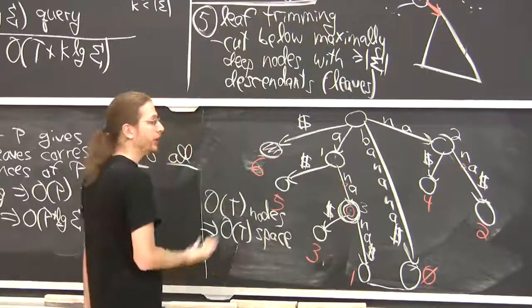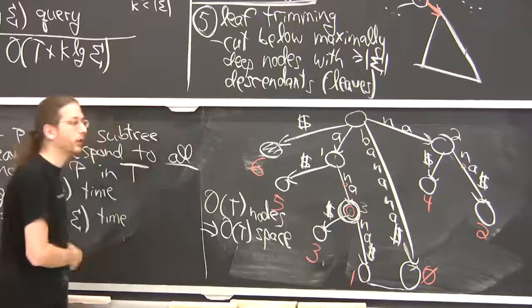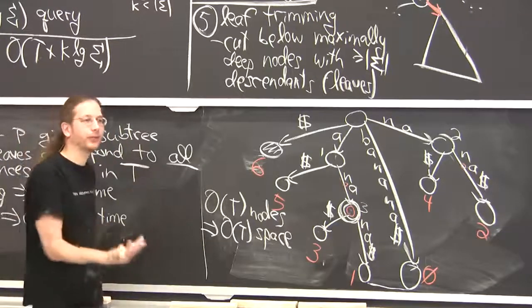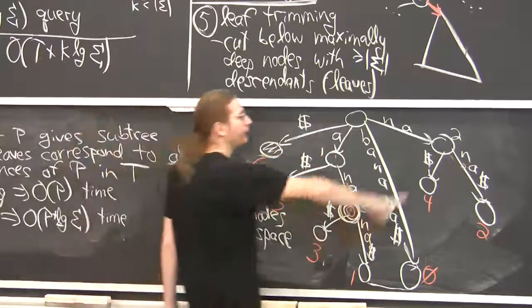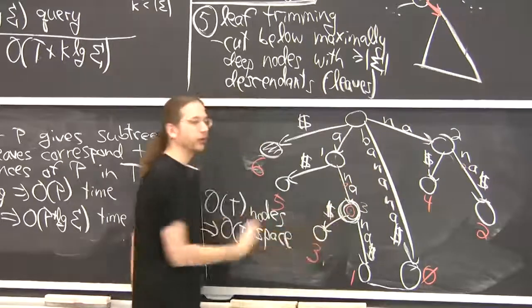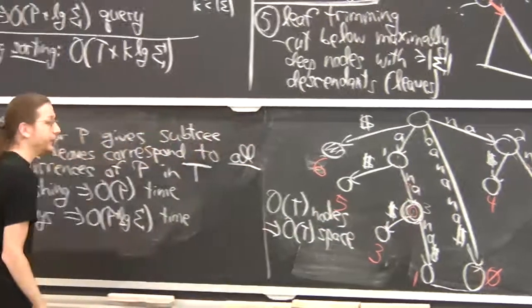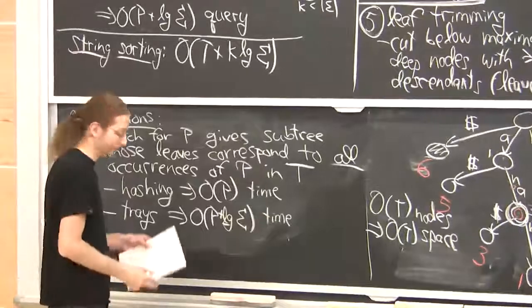So in linear time, I could find the longest repeated substring. Or I could find the longest substring that appears 5 times, or whatever. I just do one pass over this thing and find the deepest node that has my threshold of leaves. So that's a neat thing you can do in linear time on a string.